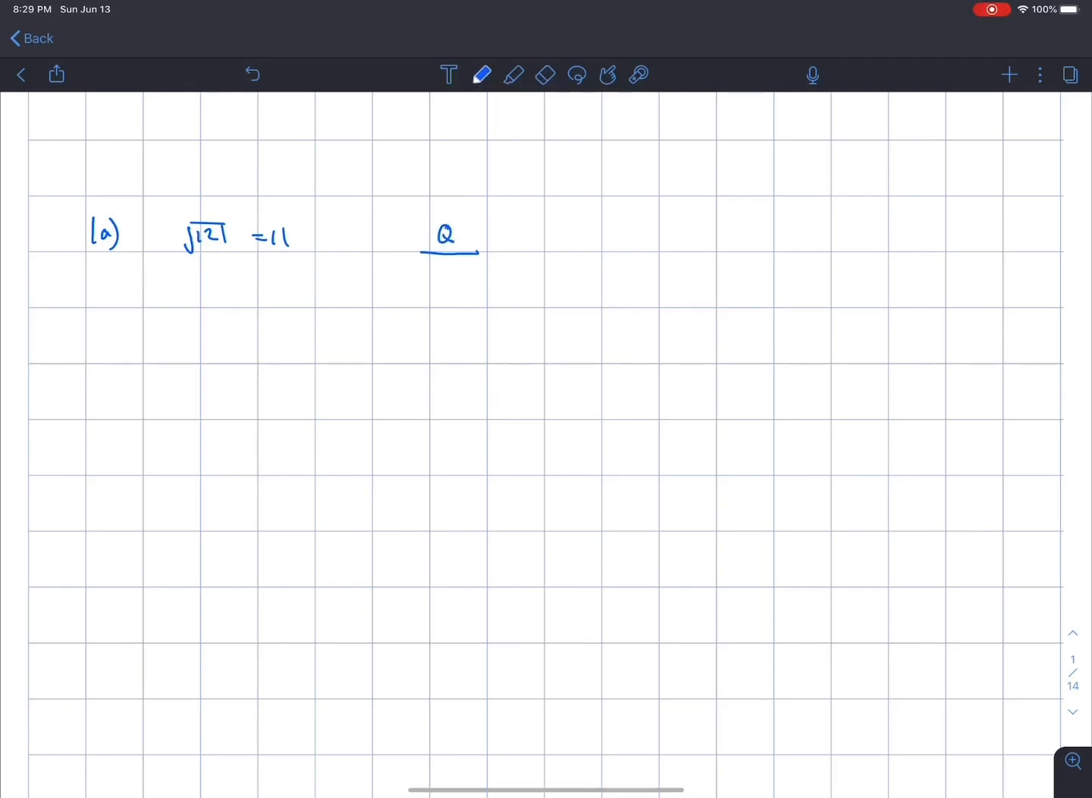Remember, we use Q for rational and Q bar for irrational. So if your teacher doesn't like this symbol, then you will just have to write out rational and irrational. The square root of 60 is going to be irrational because 60 is not a perfect square. The square root of 729 is 27, I believe, so it is rational. We can check. Square root of 729 is 27.